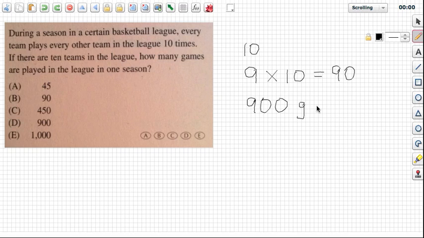But watch out. If Team A plays with Team B, that means Team B is playing with Team A. So actually, there are half as many games. There are 450 games. Think about it. Since each game is counted twice, because Team A playing with Team B is same as Team B playing with Team A, we have to halve the number of games, and the answer is C.